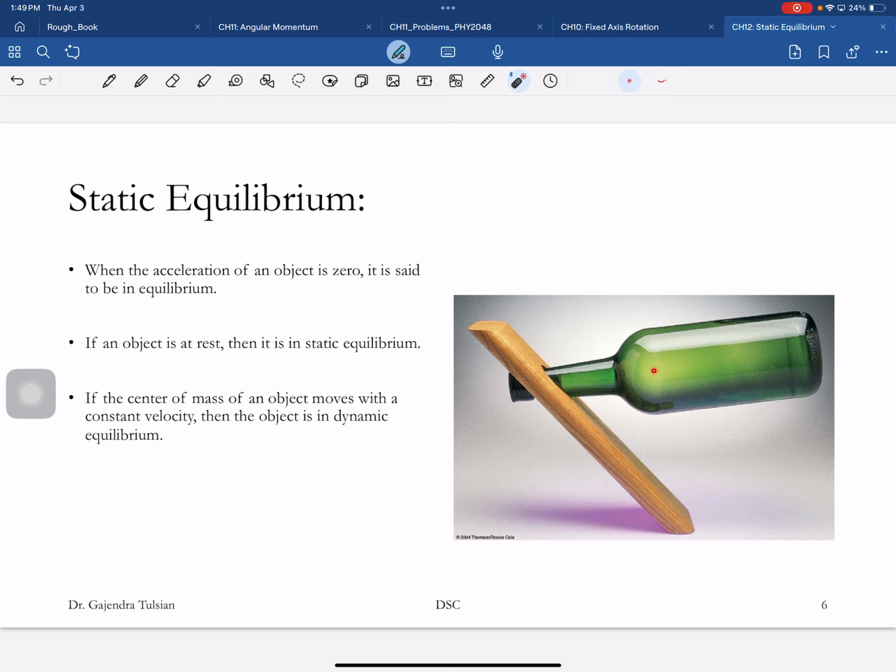So we had this wine bottle holder. And again, what's happening here? There's the footprint. For this thing to balance, the center of mass has to be right above this footprint.